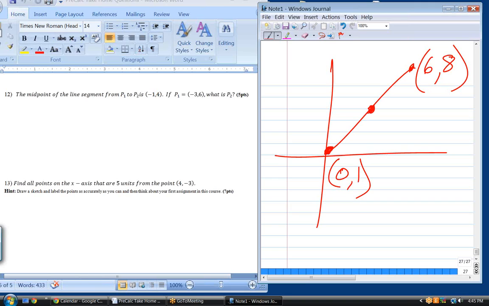Is there a formula for this? Well, the concept is that it's halfway between the x coordinate and halfway between the y coordinate. So what's halfway between 0 and 6? 3. And I get that by adding 6 to 0 and dividing by 2. What's halfway between 8 and 1? 4. No, halfway between 8 and 0 would be 4. But halfway between 8 and 1, use the same system. Add the 2 numbers and divide by 2.